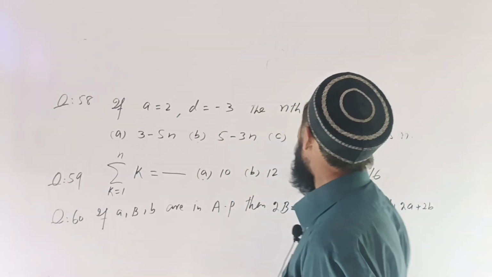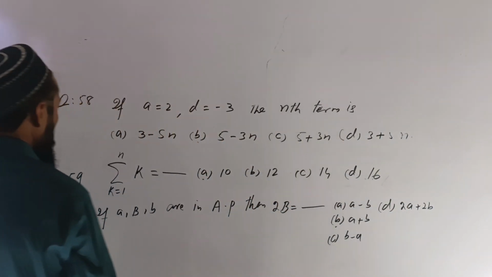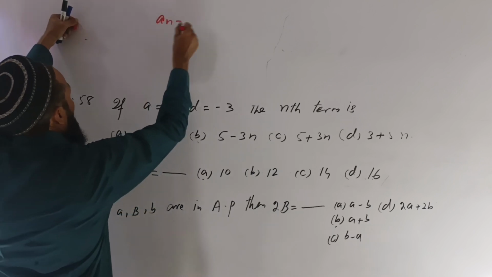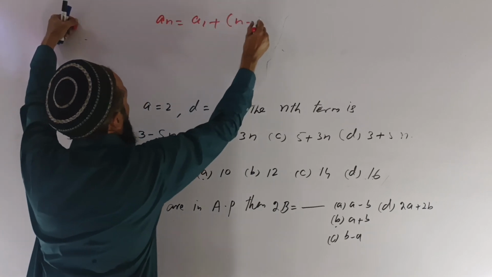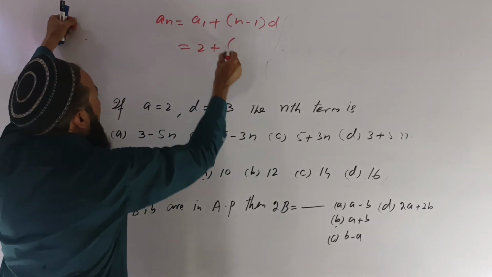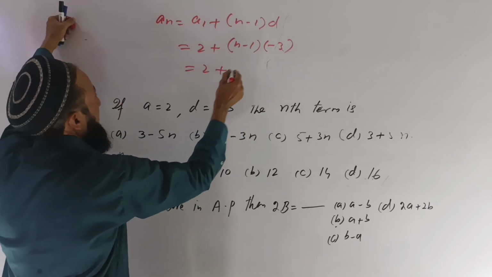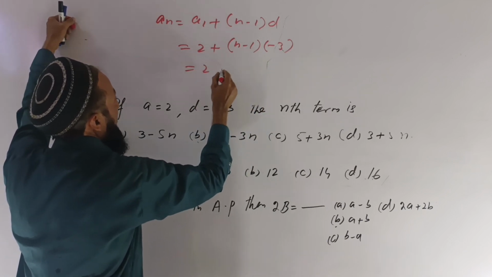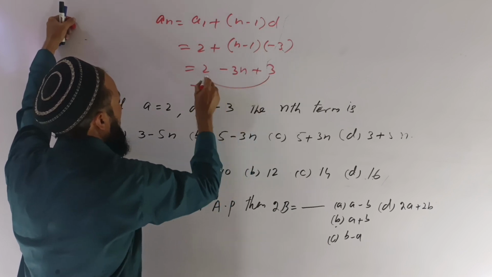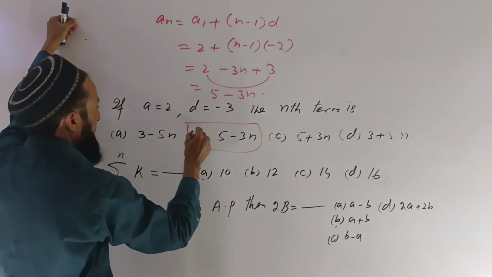Here the first term is 2 and d is equal to minus 3. The nth term is required. The same formula is used here: an is equal to a1 plus n minus 1 times d. The first value is 2 plus (n minus 1) times minus 3. Multiplying this out, we get 2 minus 3n, and minus times minus gives plus 3. If we add these terms, we get 5 minus 3n. So B is the correct option in this case.